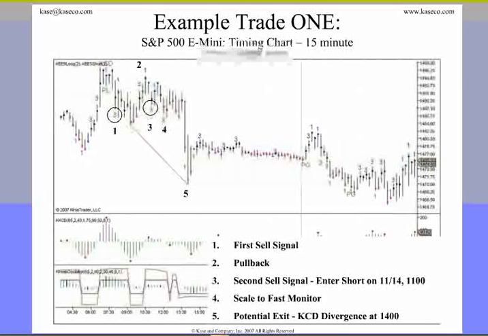So that's what we're going to look at here. And this right now, we're calling this 15-minute chart what we call the timing chart. This is on the S&P E-mini. The first signal, or number 1, shows us a third-class sell signal. Now, right after that, there's a first-class buy signal.